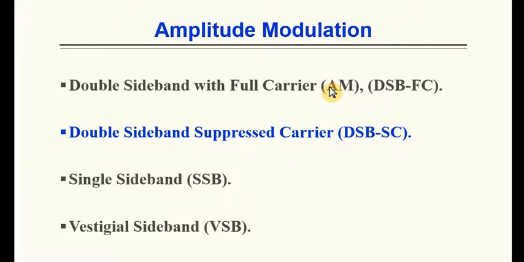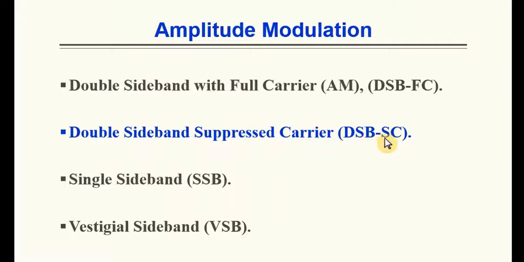Also, AM is wasteful of channel bandwidth, as it requires a transmission bandwidth equal to twice the message bandwidth. So the bandwidth is equal to 2fm, where fm is the highest frequency component in the message signal.